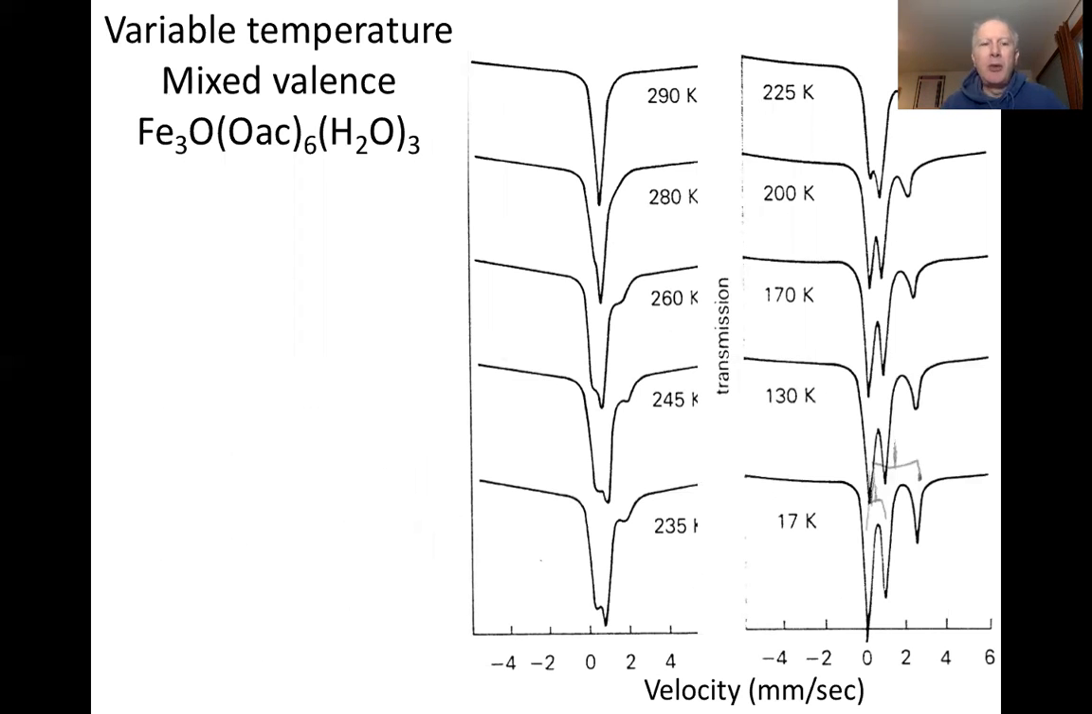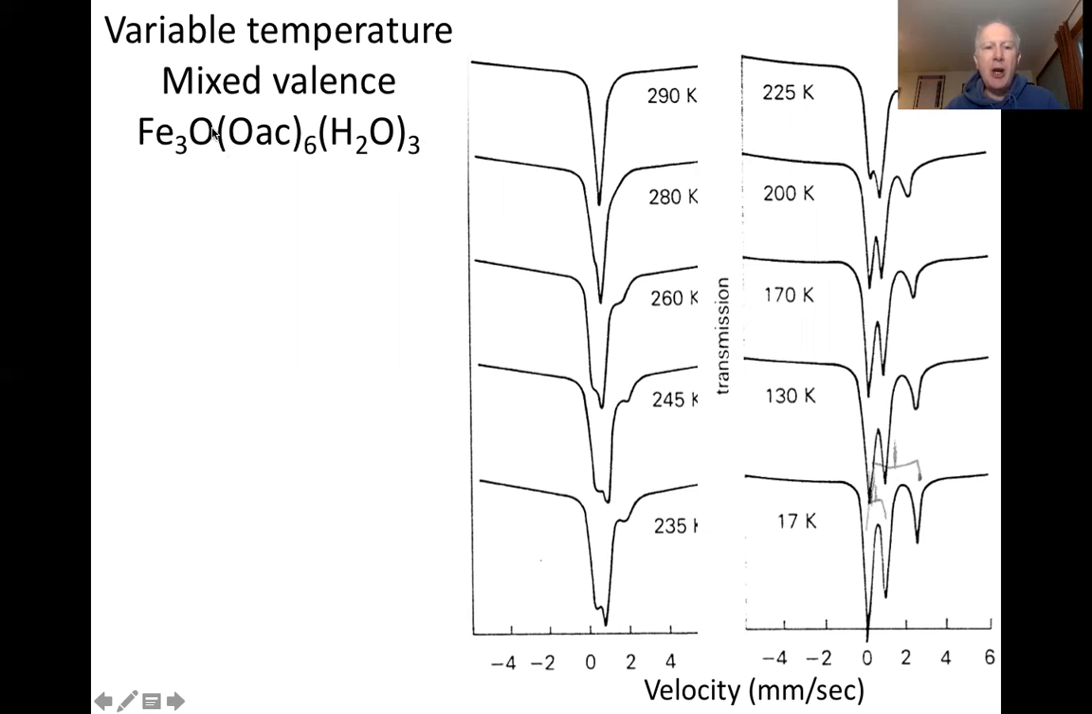And I'm including data on this second compound. This is a trimer of iron, where you have 3 iron ions in a triangle. There's an oxygen in the center. These are acetate ions that actually bridge on each of the sides. So 2 bridges on one side of the triangle, 2 bridges on another side, 2 bridges on another side, and then water sticking on the outside.